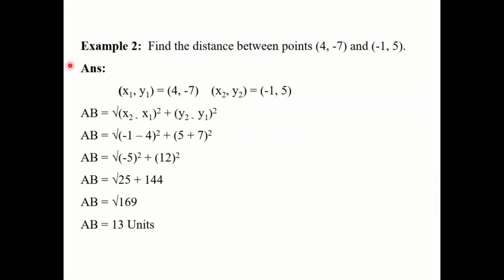Now another example: find the distance between the points (4, minus 7) and (minus 1, 5). See, (4, minus 7) is x1, y1 and (minus 1, 5) is x2, y2. We can easily find the distance between the two points by using the distance formula: square root of (x2 minus x1) square plus (y2 minus y1) square. Now putting in the values of x1, y1 and x2, y2, we get the distance between the two points as 13 units. Okay, this is the distance formula.